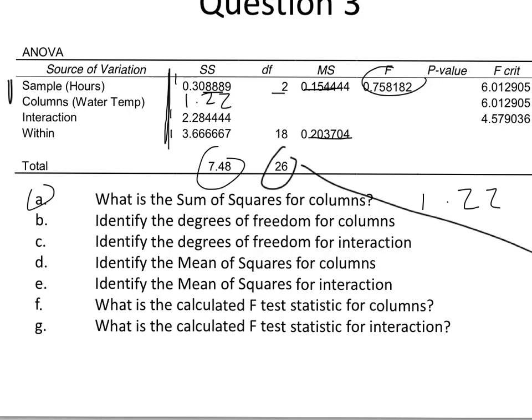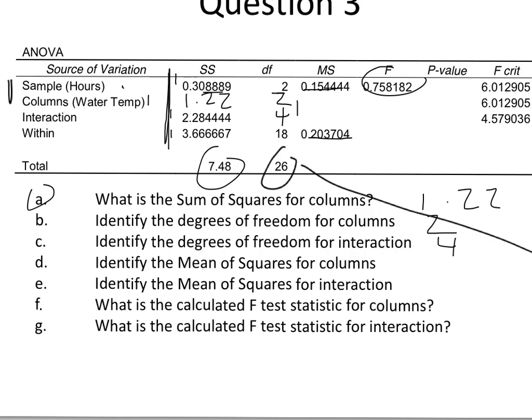The degrees of freedom for columns, and that's our water temperature. So if you remember the table that I drew a minute ago, there were 3 columns. So 3 minus 1 is also going to be 2. And degrees of freedom for interaction is going to be degrees of freedom for hours times degrees of freedom for water temp, here and here. And 2 times 2 is 4. So as if by magic now, if we add up 2 and 2 and 4 and 18, we should get 26. So that's the way we can check our work there. So we've got 4 right here.